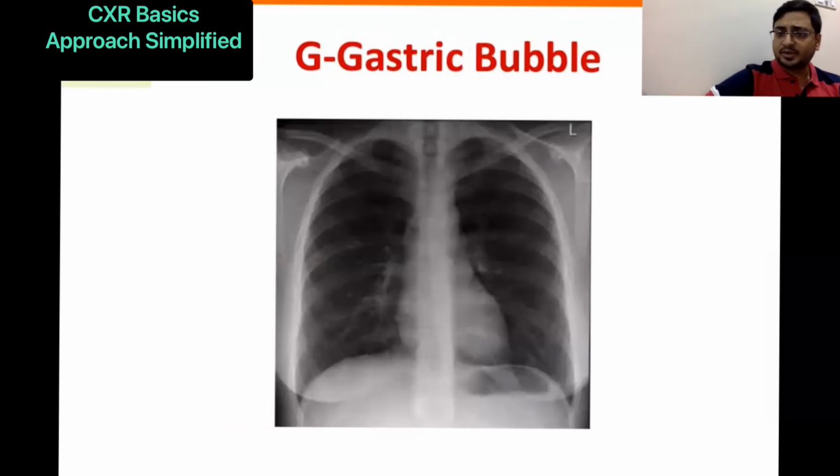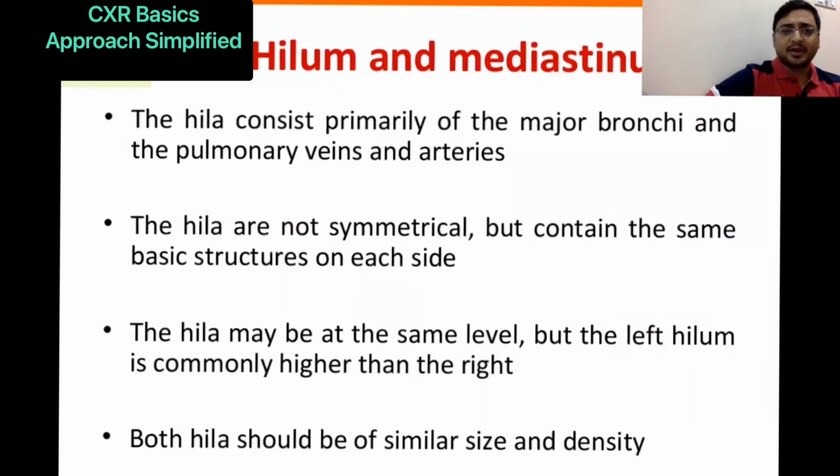The G is for gastric bubble. It is on the left side, which we call situs solitus, because sometimes you can see it on the right side also, in case of dextroversion and situs inversus. So H for hilum and the mediastinum.